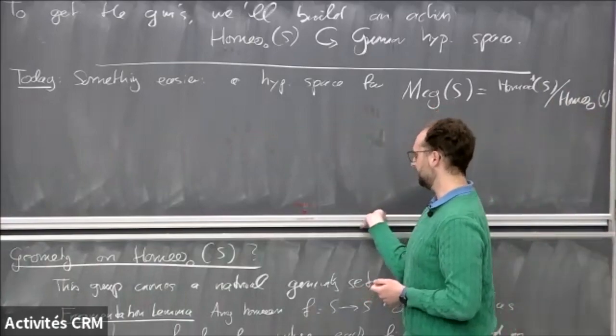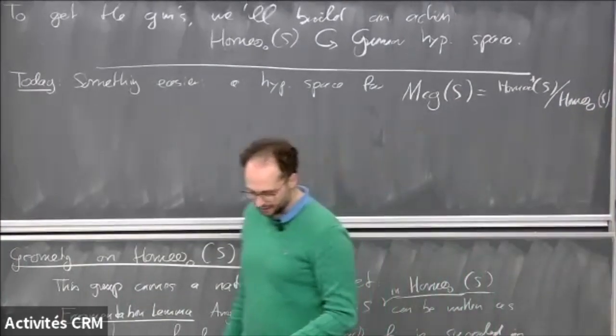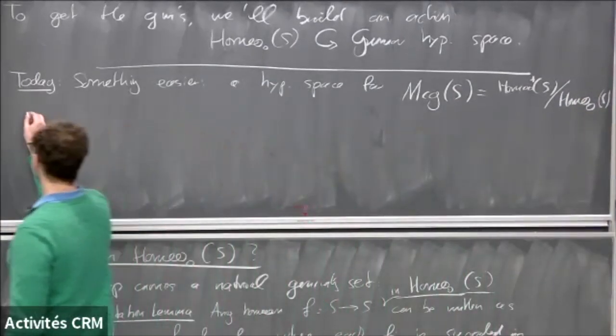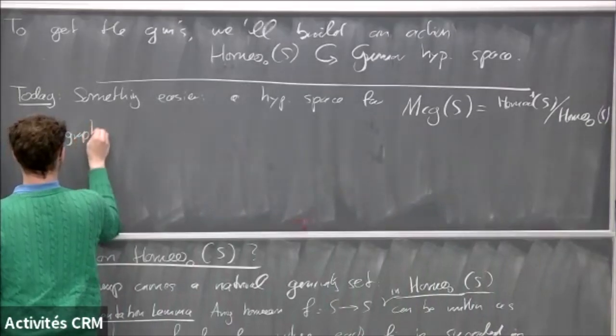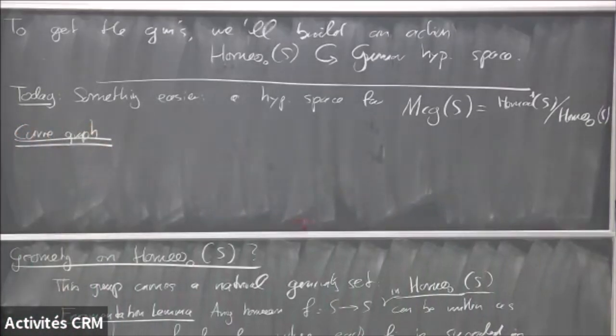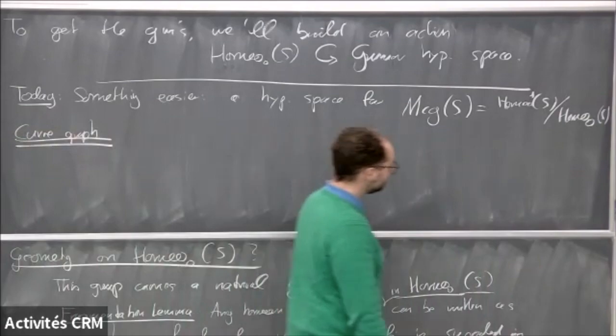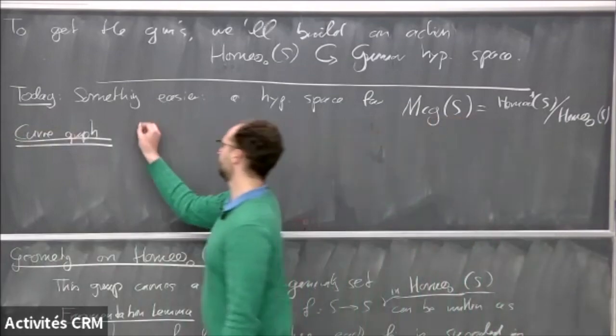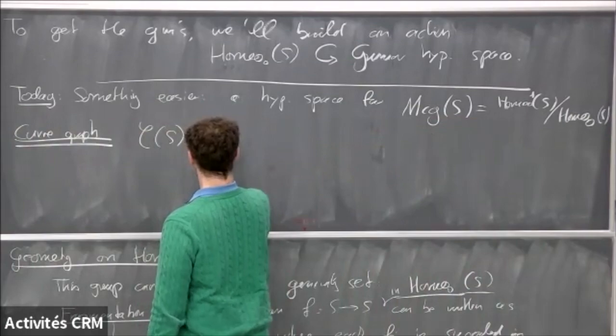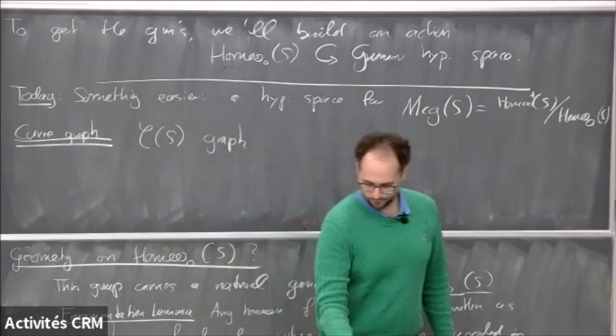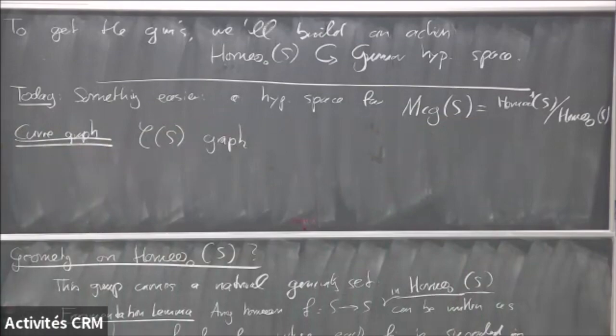Okay, so how are we going to build this thing? Well, this is a classical object. This is what's called the curve graph. I can actually write down this space for you very quickly. So what is it? It's a graph. And because it's a graph, to define it, really everything I have to do is tell you what the vertices are and what the edges are. And it's called the curve graph because it's built out of the curves of the surface.